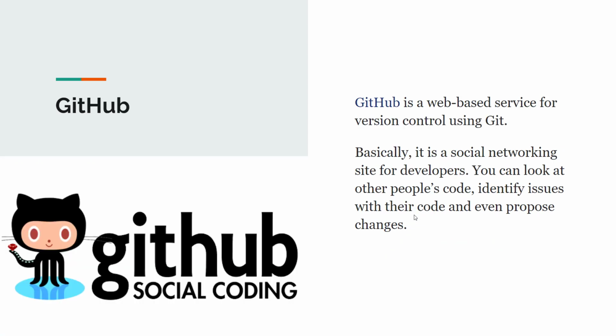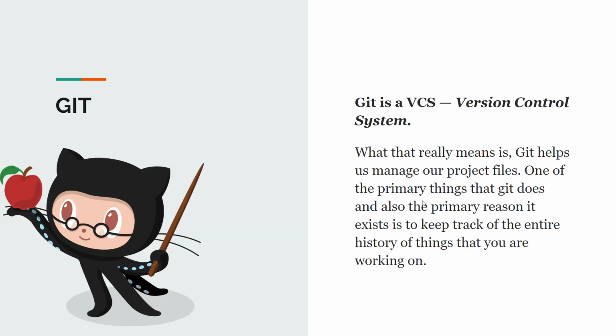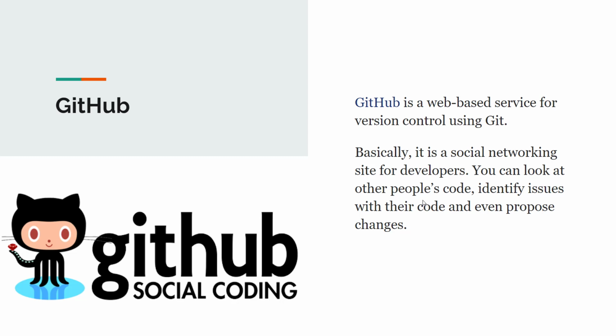Now GitHub is a web-based service, or you can say a social networking site for developers. On GitHub we can see anyone's code if it is public, and we can create issues on those projects. We can make PRs, that is pull requests, on those projects as well. So Git and GitHub are the most important things for open source. Without these, open source is obviously not possible.